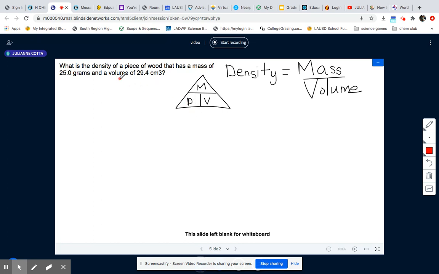It says, what is the density of a piece of wood that has a mass of 25 grams and a volume of 29.4 centimeters cubed? Mass goes on top, and right here's our mass, 25 grams. So we're going to put that on top. Make sure to have your units, 25 g, and the volume of it is 29.4 centimeters cubed. So we want to put that on the bottom for volume.